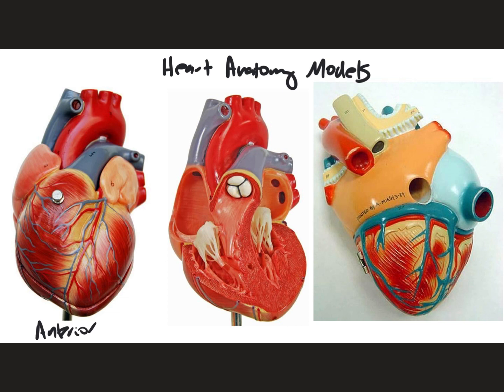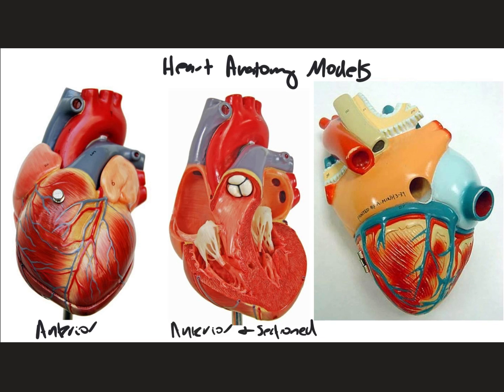The second model is an anterior view, but has also been sectioned frontally or coronally to open up the heart so we can see what's happening inside with those chambers. And this last model will be an inferior and slightly posterior view of the heart. So we're looking inferior to superior. So let's first look at this anterior view.